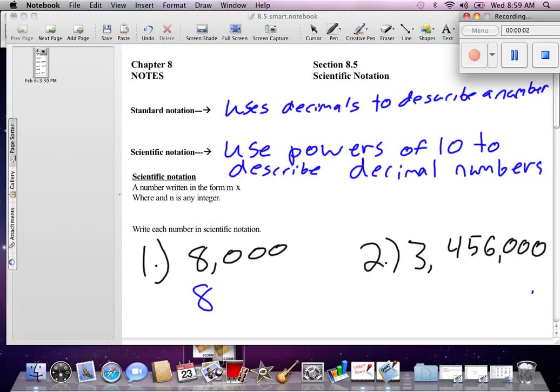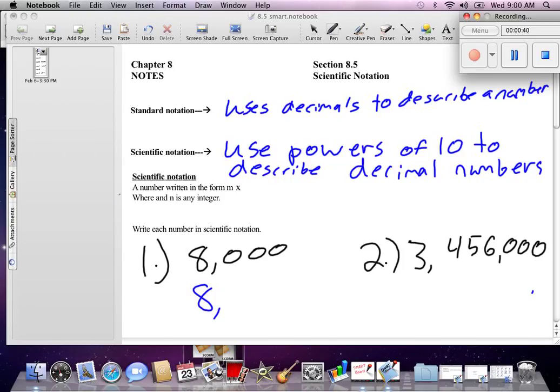Sort of like that. So one more time. Standard notation uses decimals to describe a number. Scientific notation uses powers of 10 to describe a decimal number. A number written in the form of m times 10 to the n, where 1 is less than or equal to m, and m is less than 10, and n is any integer. Okay? So remember, when I'm writing out scientific notation, my numbers have to be greater than or equal to 1, but less than 10.